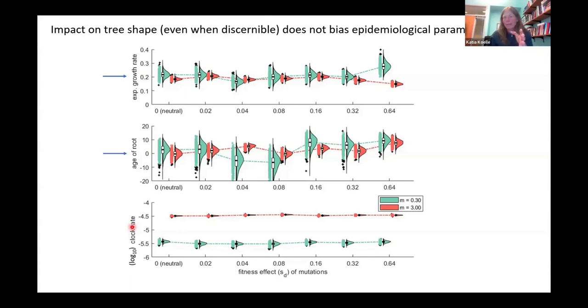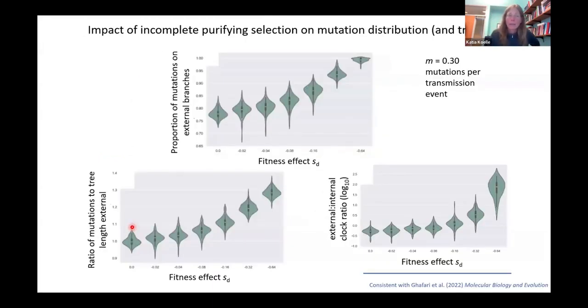Here we didn't really expect that there would be bias in phylogenetic inference, mainly because tree shape was not that impacted by incomplete purifying selection. So next, what we looked at was whether incomplete purifying selection would then have an impact on mutation distribution, as it was shown to have in these previous studies, which were not specifically looking at infectious diseases.